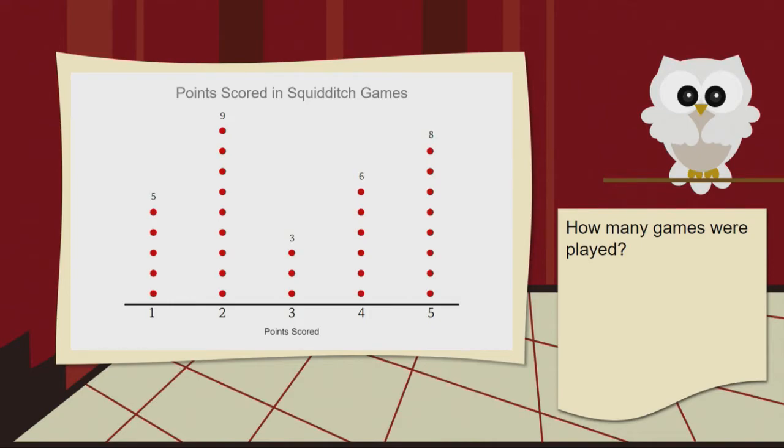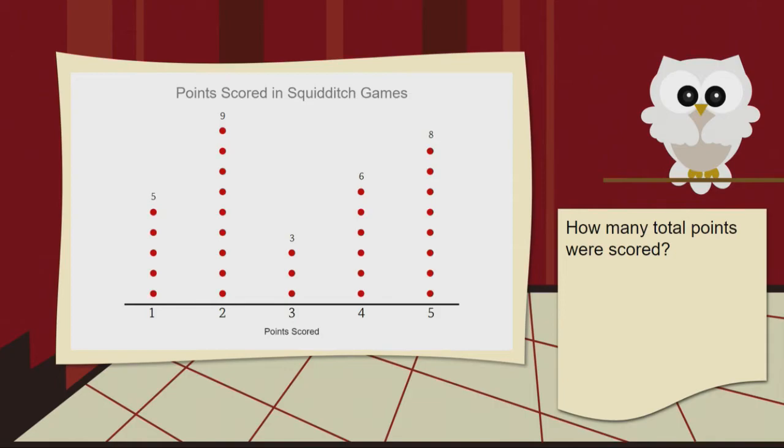How many total games were played? Well, we know the dots represent games. So if we want the total number of games, we just need to add up our stack of dots. 5 plus 9 plus 3 plus 6 plus 8 will give you 31. This one here is the tough one.